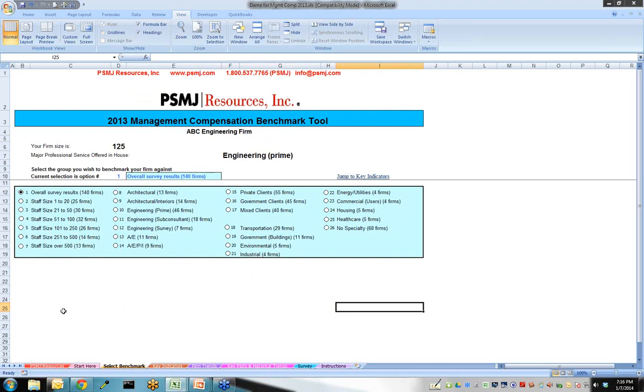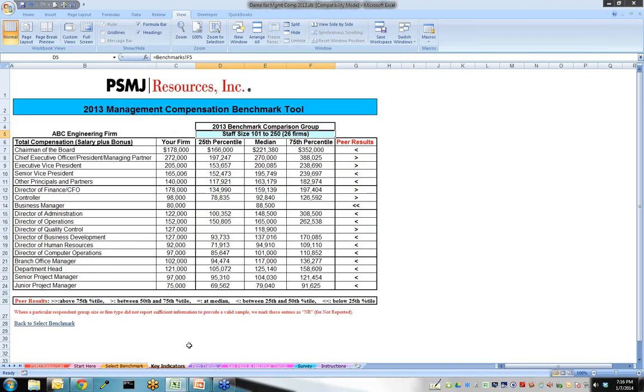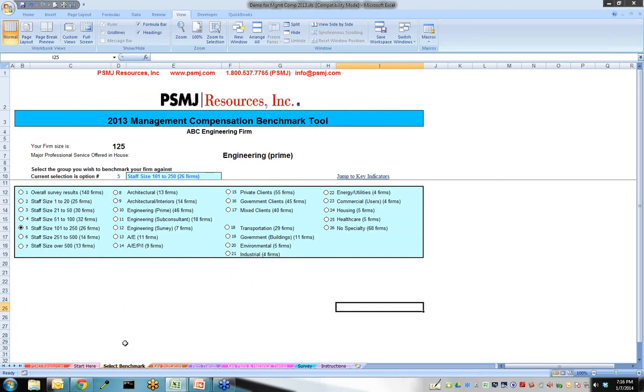So when you're looking at compensation data, it's better to look by firm size. Let's pick here a number 5, which is staff size 101 to 250, and let's go back and look at the key indicators. Now things don't look quite as out of line as they may have before. Again, your firm pays $178,000 for the chairman of the board. The median is $221,000, but the 25th percentile is $166,000, and the 75th percentile is $352,000. So depending on where you want your compensation to land, this can give you a feel for whether you're kind of meeting the market or if you're beating the market or a little under.